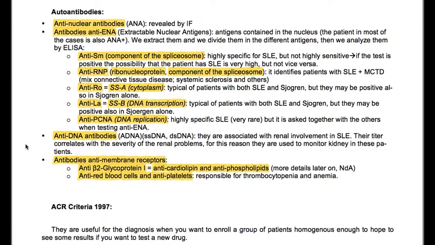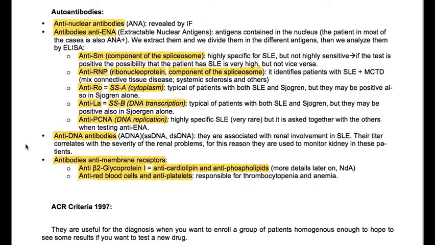Anti-Ro, that is SSA, cytoplasm, typical of patients with both SLE and Sjogren, but they may be positive also in Sjogren alone. We have anti-La, SSB, which is involved in the DNA transcription, typical of patients with both SLE and Sjogren, but they may be positive also in Sjogren alone. Anti-PCNA, which is involved in DNA replication, which is highly specific for SLE, very rare, but is asked together with the others when testing anti-ENA.